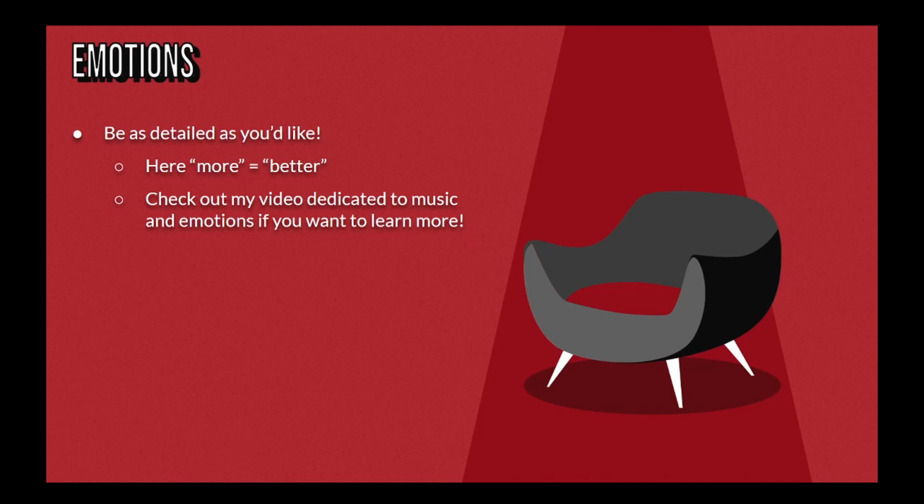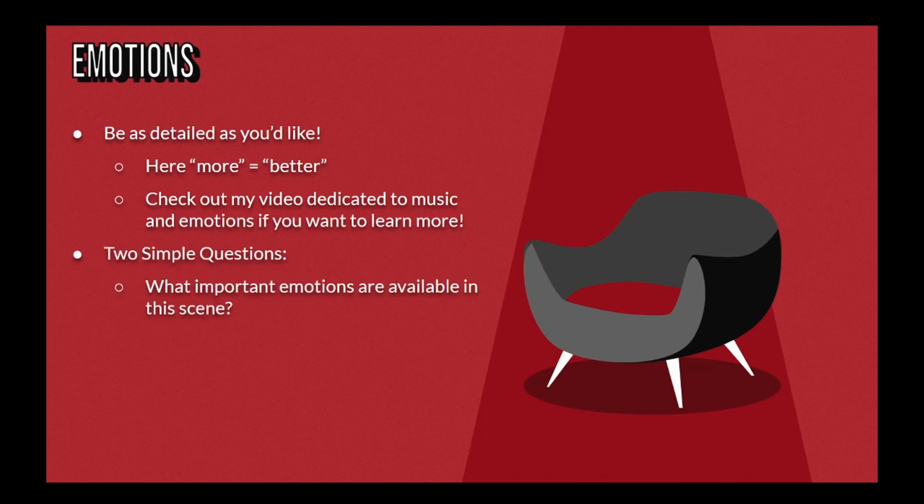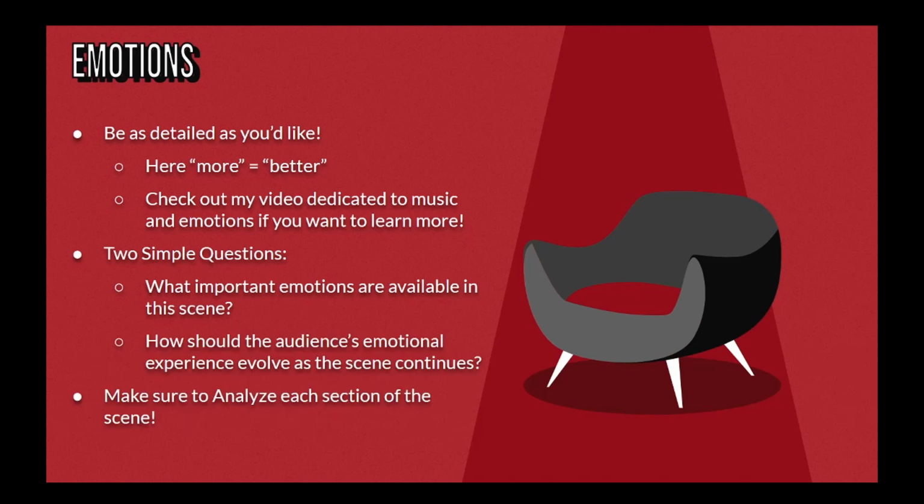For now, we're going to just simply try and answer 2 questions. Which important emotions are available in the scene? And how should the audience's emotional experience evolve as the scene continues? Once again, let's make sure to look at each of our sections of this scene for this step.